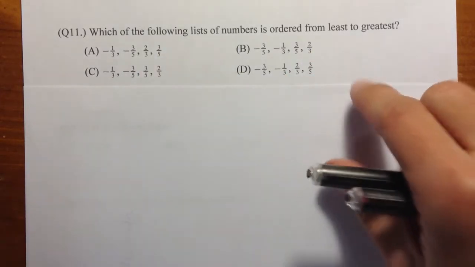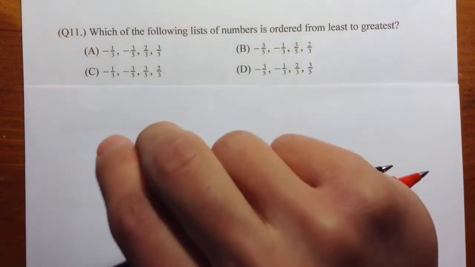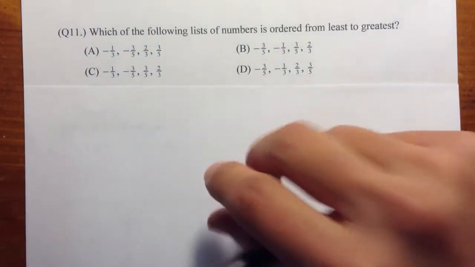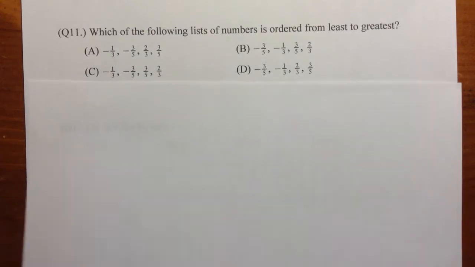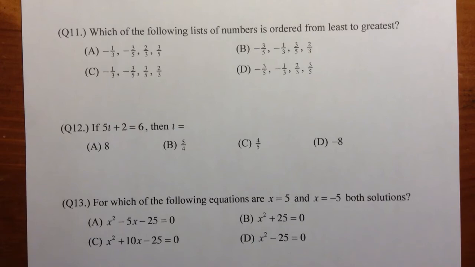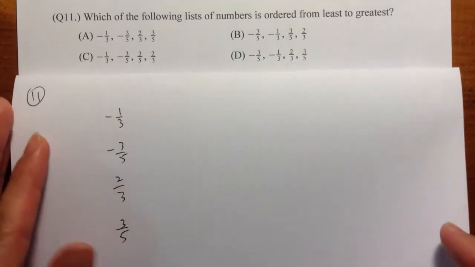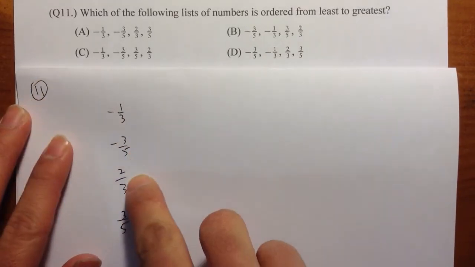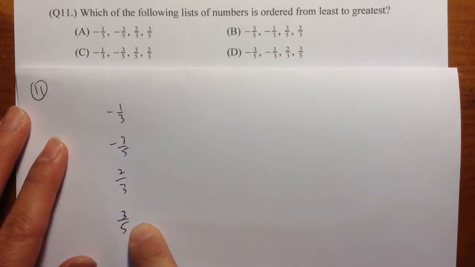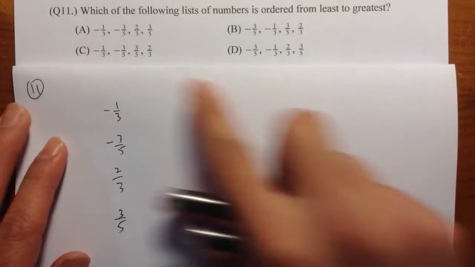We want to put them in the order of smallest first, then second smallest, third smallest, and the largest for the 4th number. So let's see how we compare fractions. For question 11, I have the 4 fractions that I want to compare: negative 1/3, negative 3 over 5, 2/3, and 3 over 5.